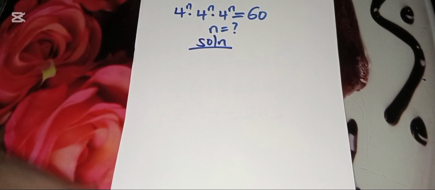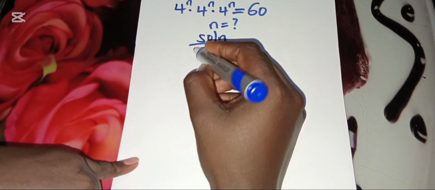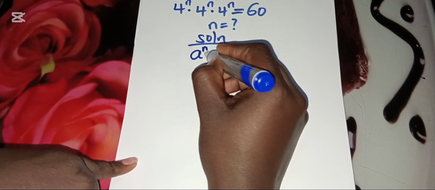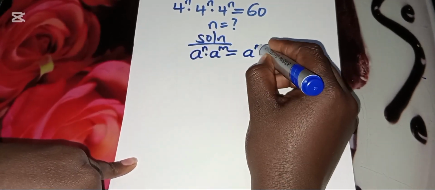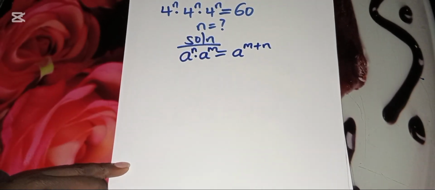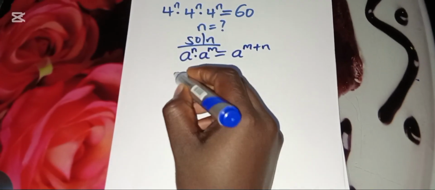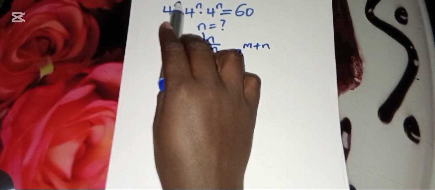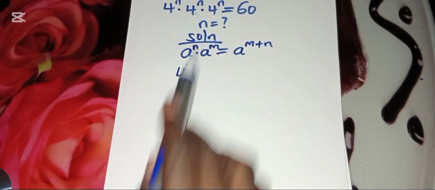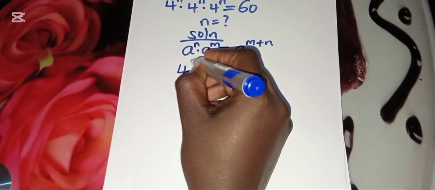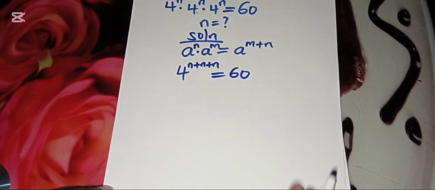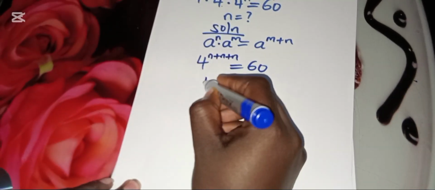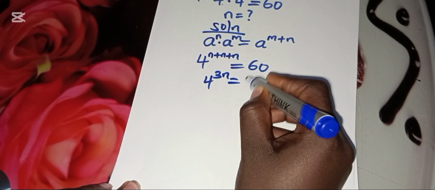Now as you can see, this exponential equation is in the form of a raised to power n multiplying by a raised to power m, which we can express as a raised to power m plus n. So now we're going to have 4 raised to power n, multiplying by 4 raised to power n, multiplying by 4 raised to power n, which you can express as 4 raised to power n plus n plus n. This is equal to 60. So now you'll have 4 raised to power 3n equal to 60.